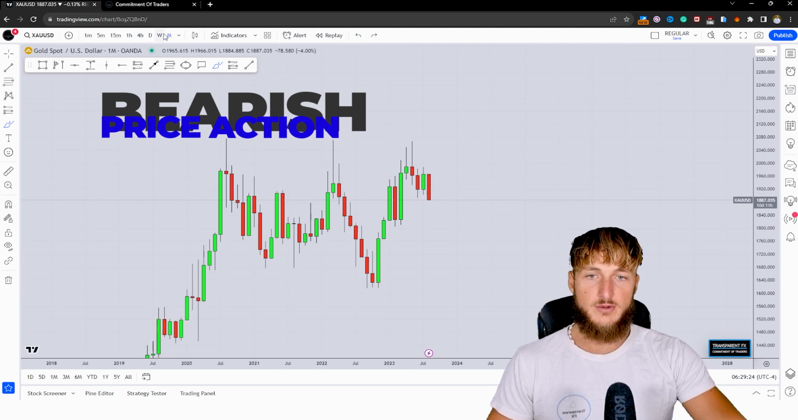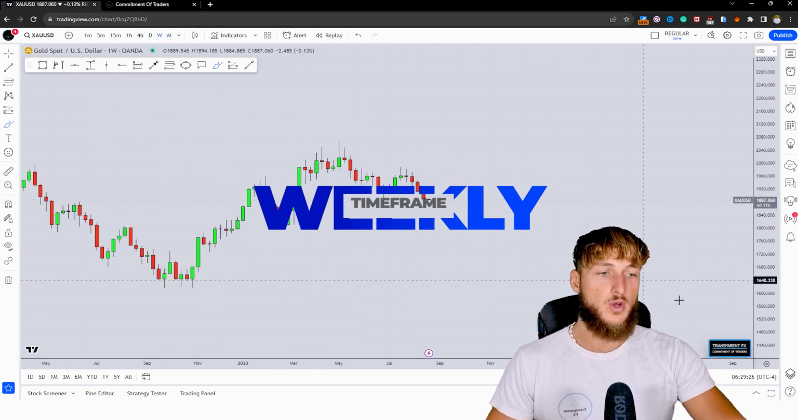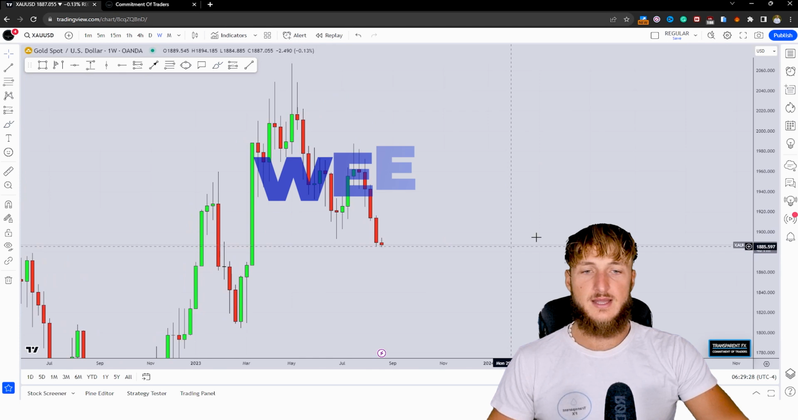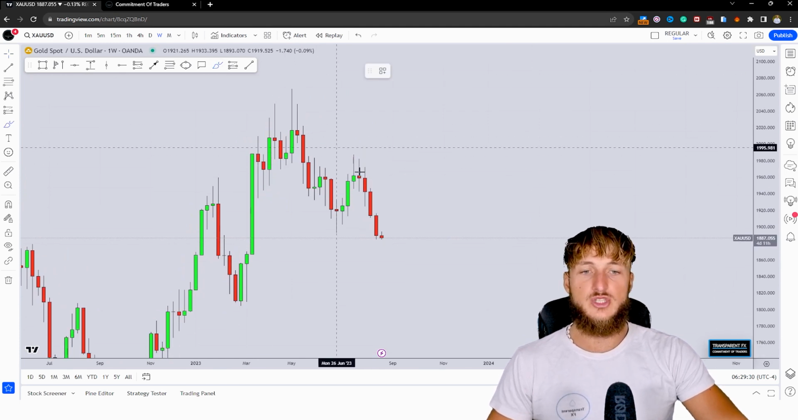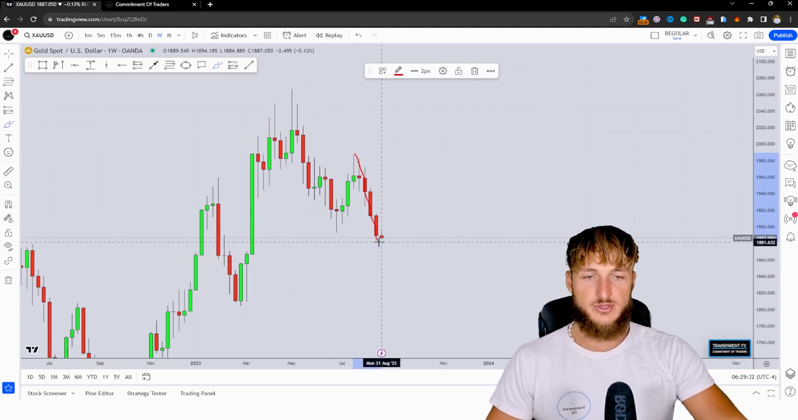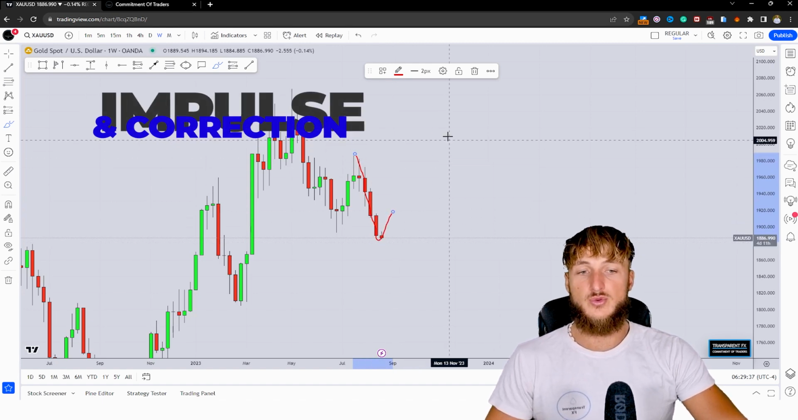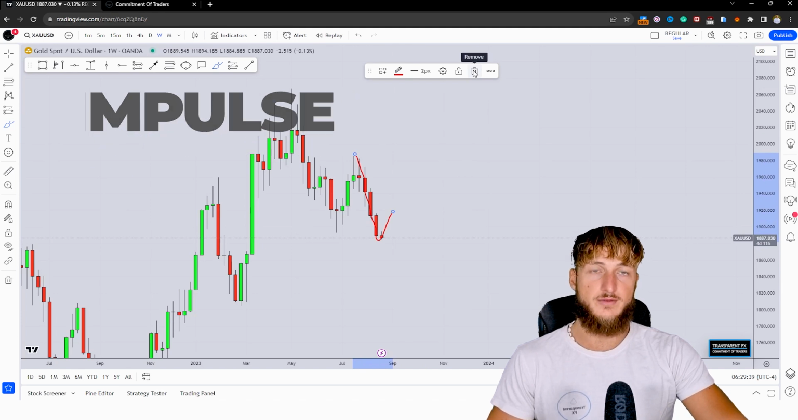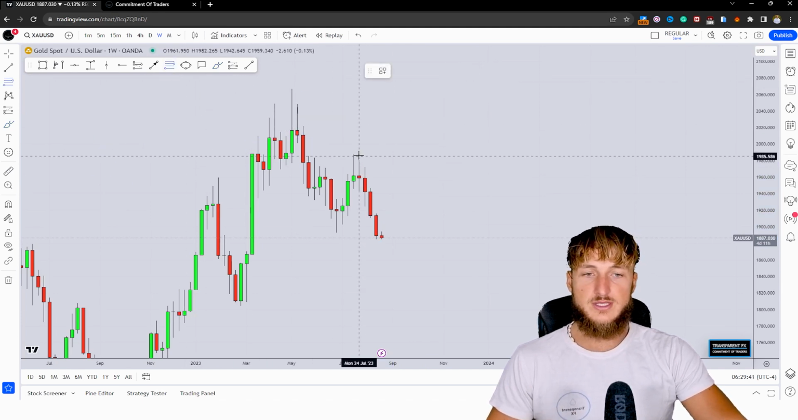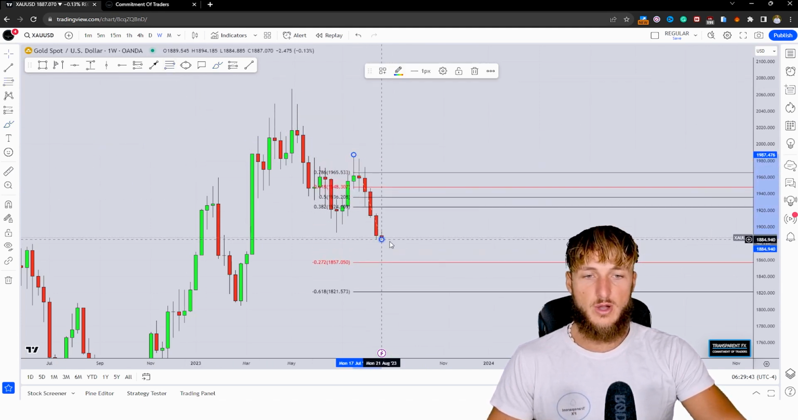Now, dropping down on the weekly time frame, what do we have? From a weekly standpoint, what we can notice is that we just got a very strong impulse to the downside. Generally speaking, when you see an impulse and you want to measure the potential correction after the impulse, what you have to do is take your Fibonacci from the high to the low of the impulse leg.